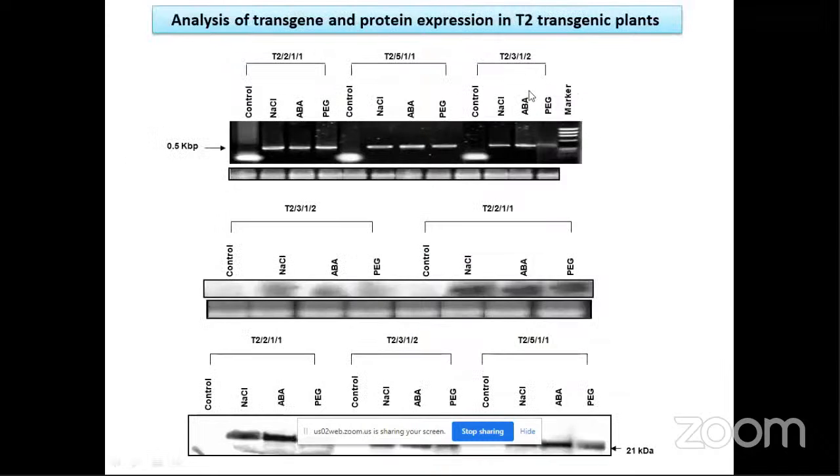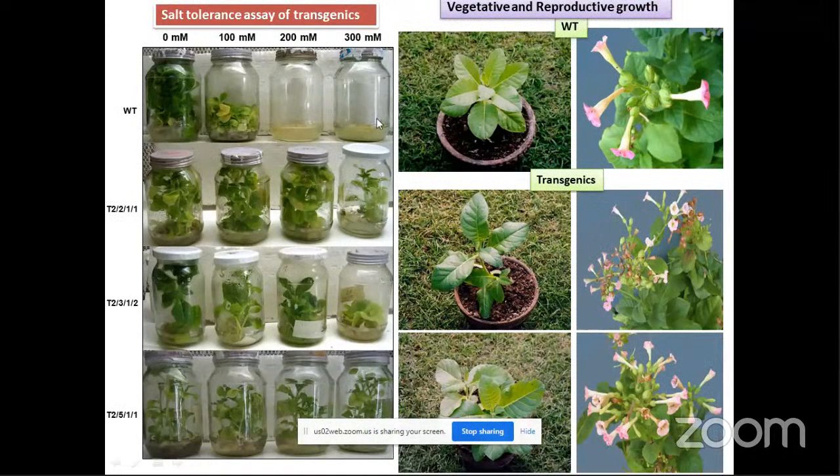Then we exposed the transgenic plants, these are the different transgenic lines, to NaCl, ABA, and PEG. PEG induces, or mimics, drought stress. You can see that the Rab16A gene is being induced, and even in the Western blot you find protein accumulation in the different transgenic lines. When you perform a salt tolerance assay in comparison to the wild type plant, you can see that at least this transgenic plant behaves quite nicely. It grows quite happily even under 300 millimolar NaCl.